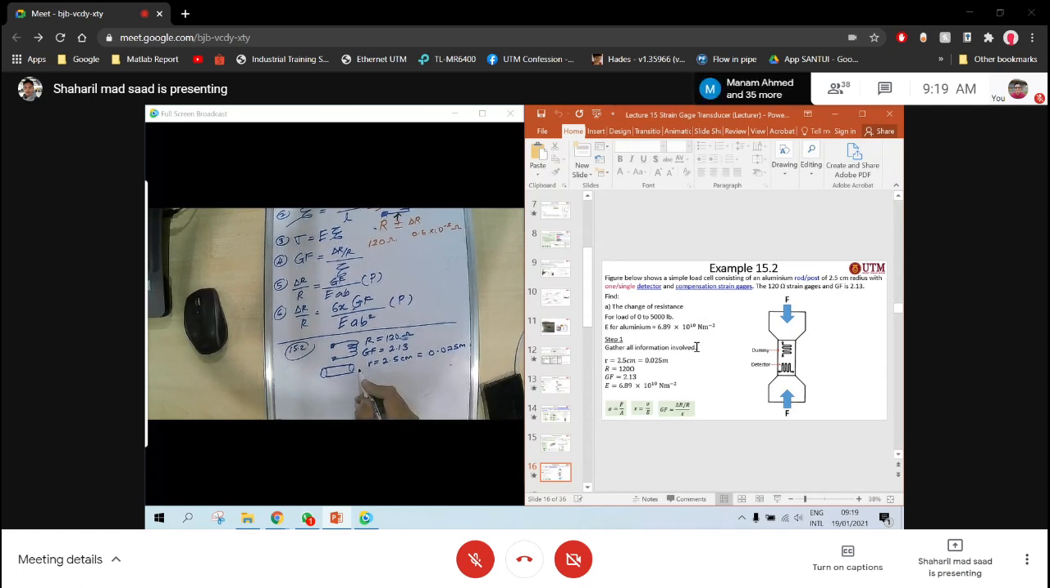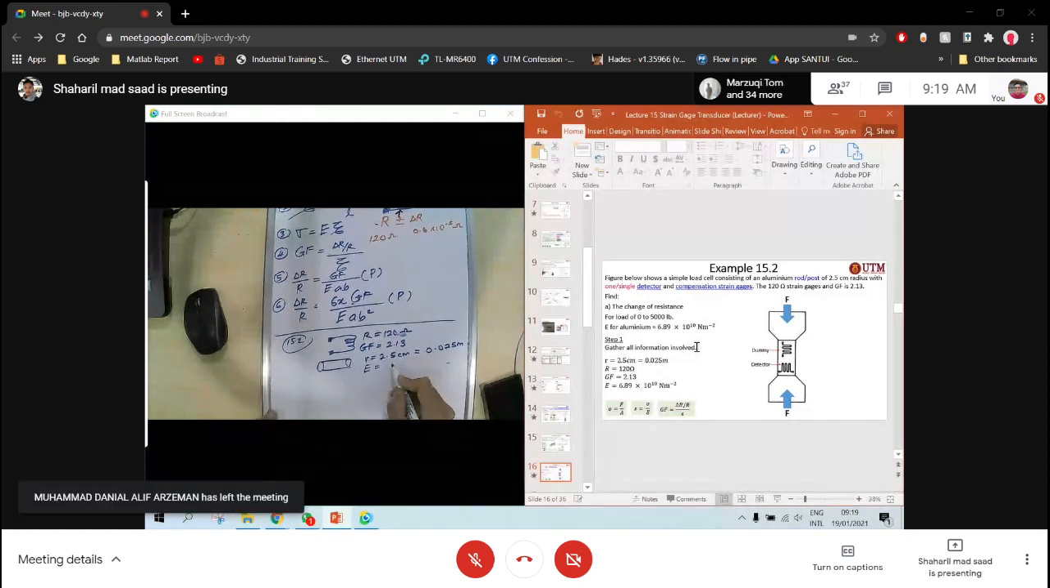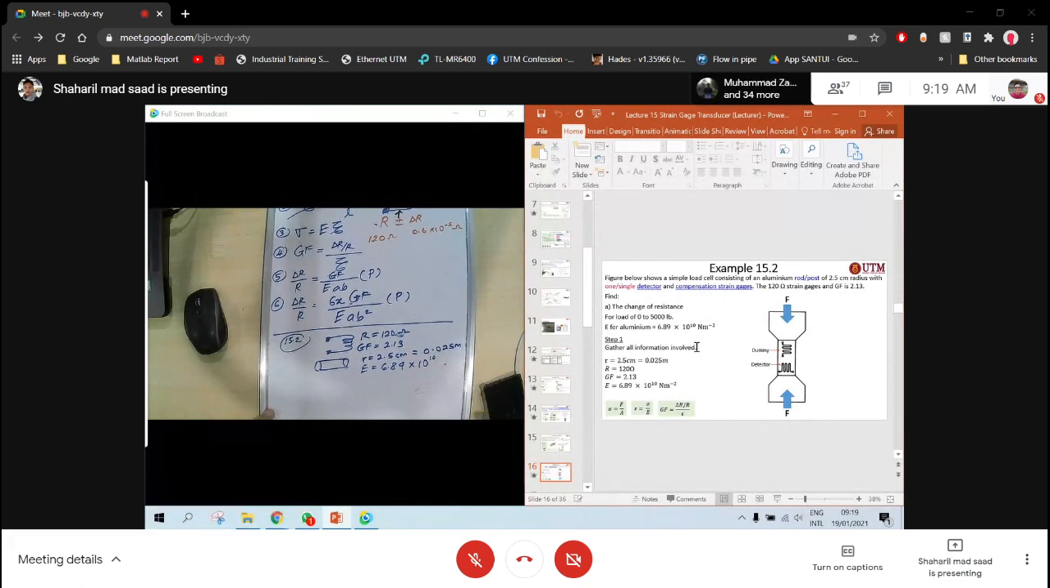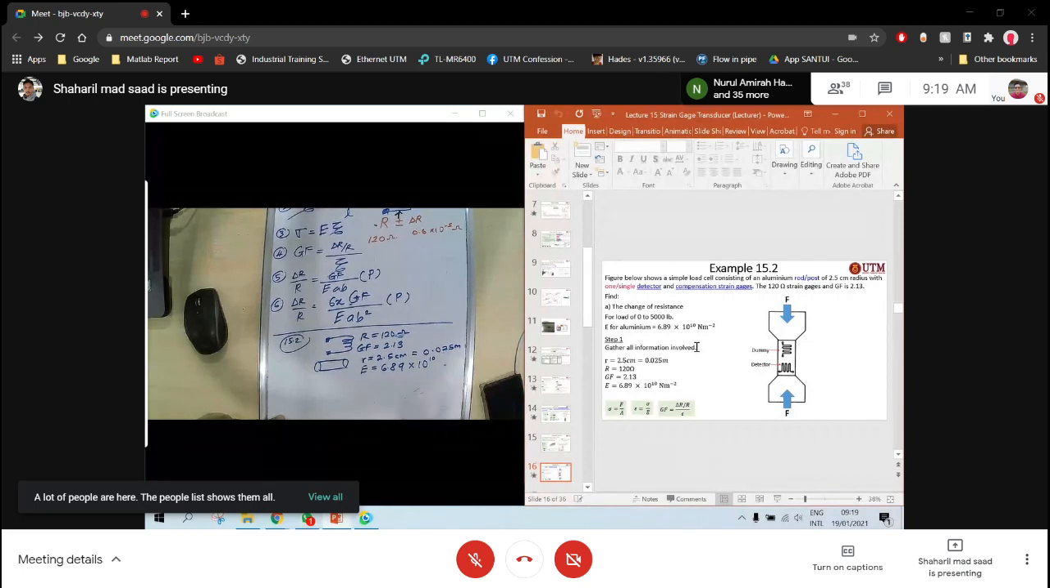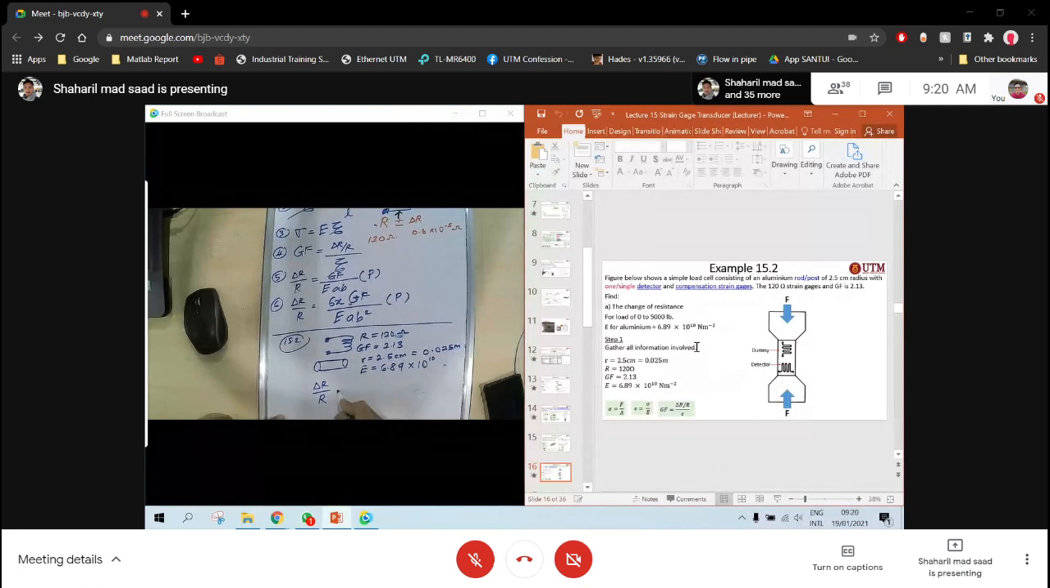And then this rod has the Young's modulus of 6.89 times 10 to the power of 10. Okay, done. So this one is the load cell. Next. So you got the formula: delta R over R is equal to GF over E times A times P. Okay, so A, you need to change.